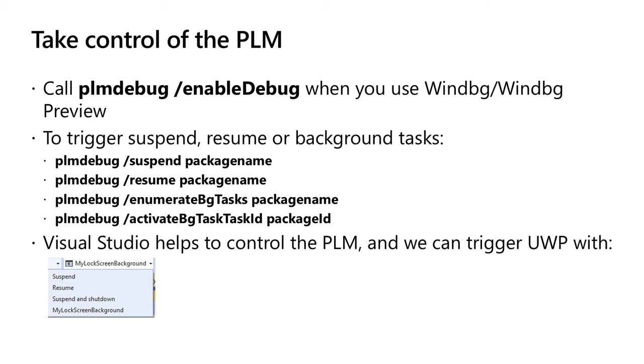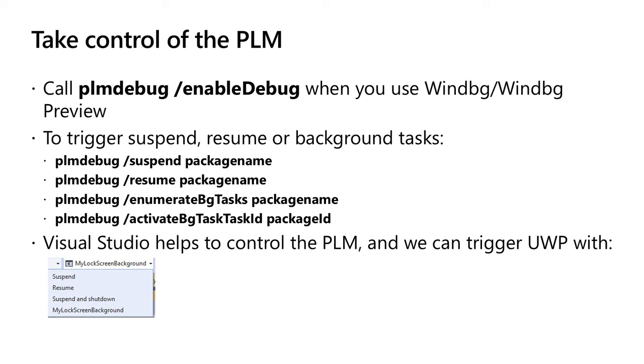When we debug the application in WinDbg instead of Visual Studio, we need to take control of the PLM. Here is a general method for controlling the PLM. All tools can be obtained from the Windows 10 SDK. We will enable the debugger, and we can trigger different package or lifecycle states to emulate the background tasks.